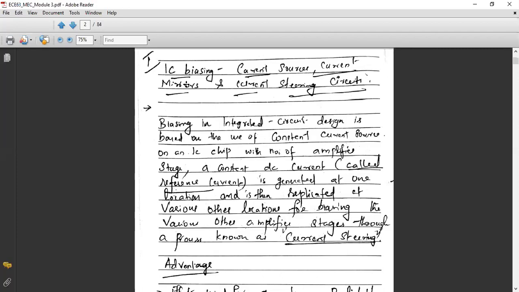Just as your face looks the same in the mirror. So this particular circuit is named a current mirror, because you are producing an output current which is exactly the same as the reference current or source current. That is why it is known as a current mirror. Got the concept?